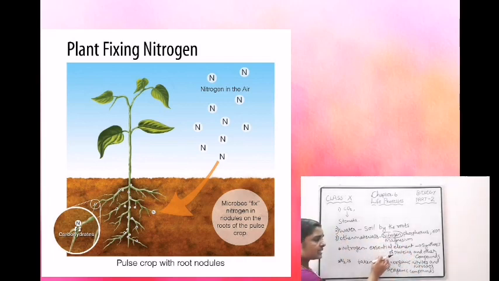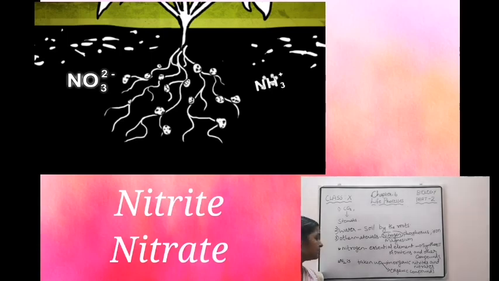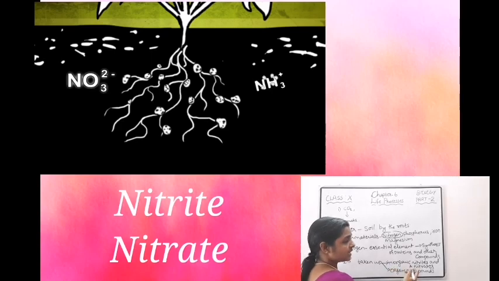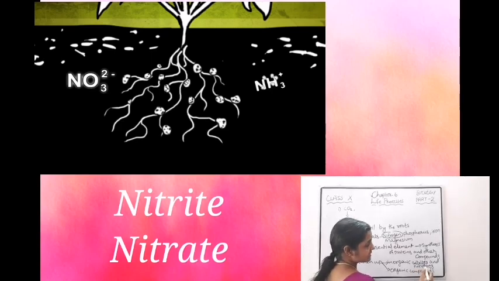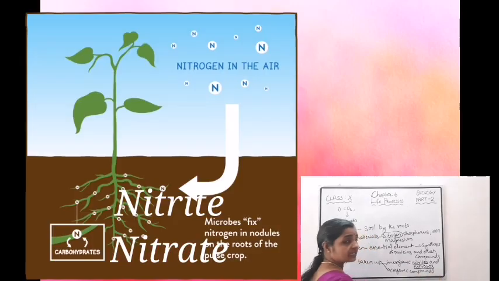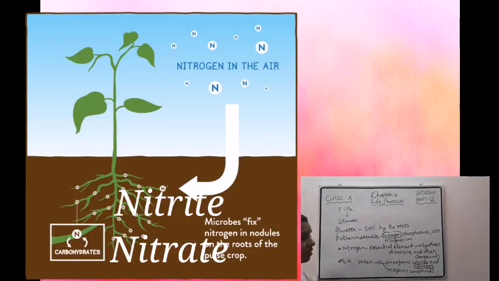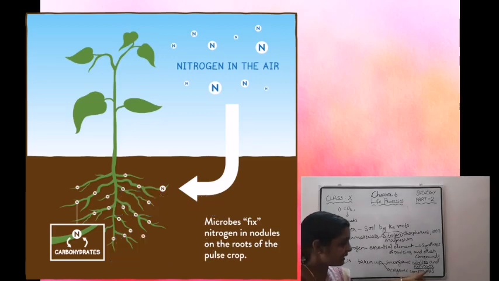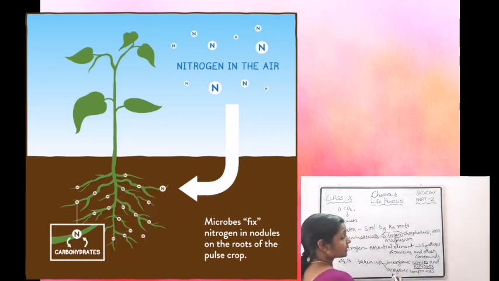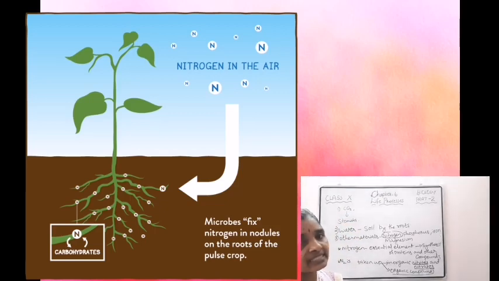You know that plants cannot absorb nitrogen directly from the atmosphere. Then how do they take nitrogen? Nitrogen is taken up in two ways: either in the form of inorganic compounds such as nitrites and nitrates, or in the form of organic compounds prepared by bacteria from atmospheric nitrogen. So by these two ways, nitrogen is taken up by the plants.